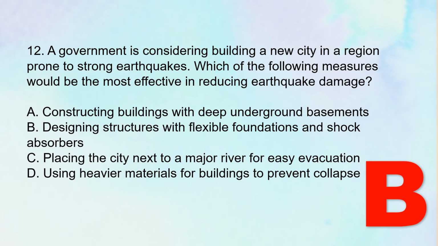For letter A, deep underground basements do not prevent earthquake damage. For letter C, proximity to a river does not protect against earthquakes and may increase flood risk. For letter D, heavier materials can make buildings more prone to collapse and are not safer. Letter B is the best answer.